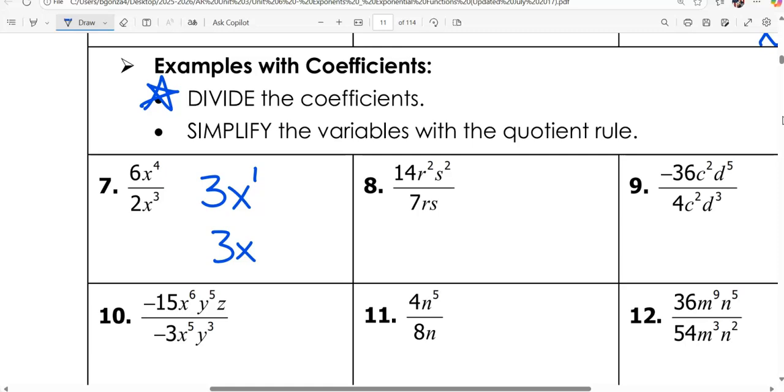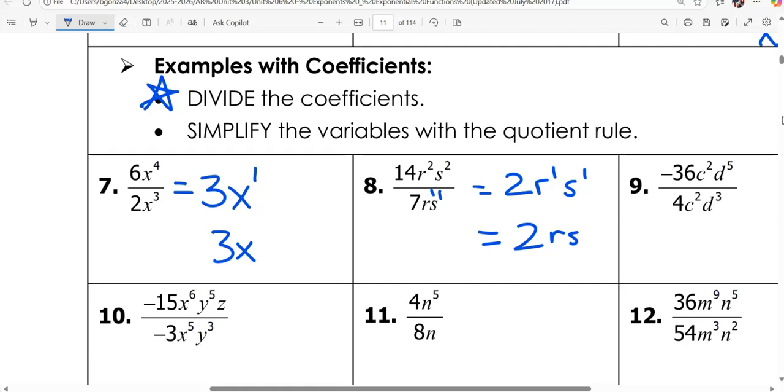All right, now look. What's 14 divided by 7? 2. And then top minus bottom. This R and this S are invisible ones. So what's 2 minus 1? 1. That's R to the 1. What's 1 minus 1? 1. Do we write R1S1? No, we just put RS.